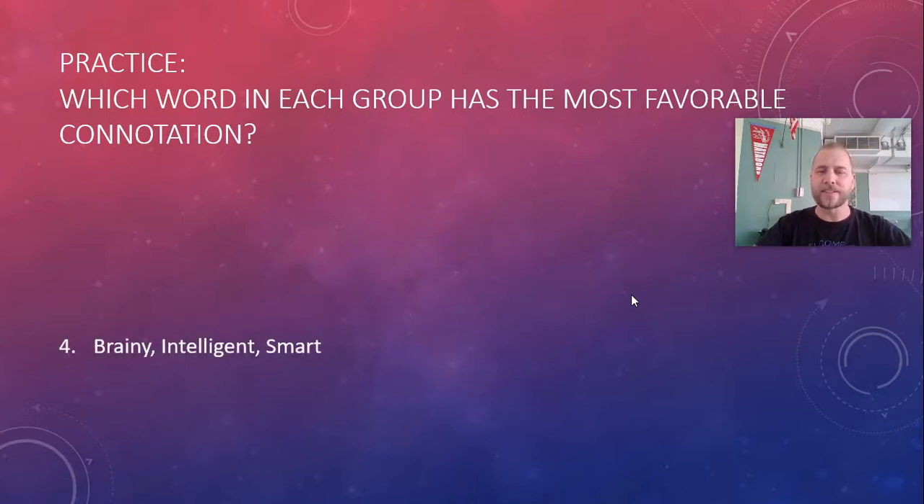All right, and finally, let's look at brainy, intelligent, and smart. Which of these words do you think has the most favorable connotation? Brainy, I would eliminate because it sounds almost like an insult. Smart is kind of a zero connotation, low connotation word. It doesn't really have a lot of emotion tied to it, whereas intelligent gives the best, most favorable connotation here.